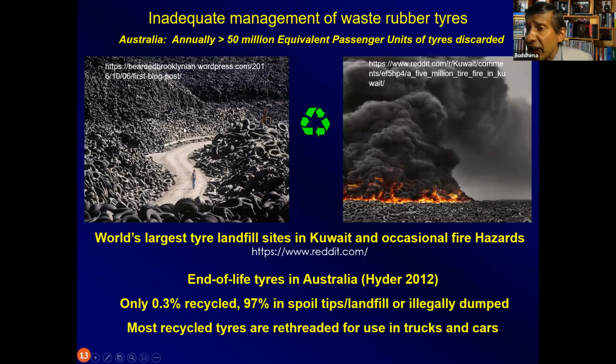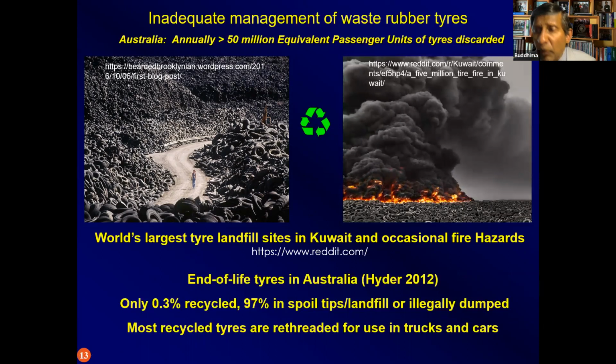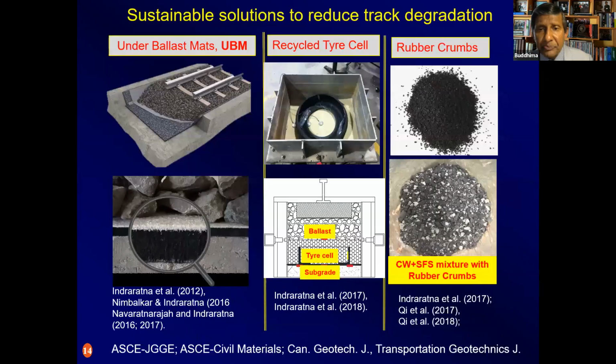But these tires can have contaminants, they can have petroleum contaminants, and occasionally they can catch fire, as you can see like this. It's an extreme disaster with so much toxic gases being emitted to the atmosphere. In Australia, about 97% of the tires are just put into spoil tips or landfill, and very little is actually recycled for good purposes. So this is the importance of my presentation in this part B. So how can we use these recycled materials?